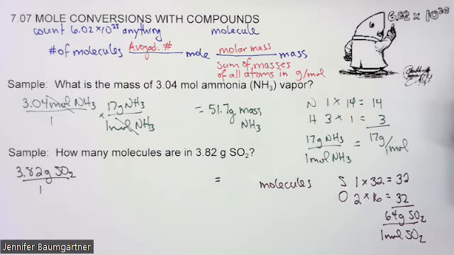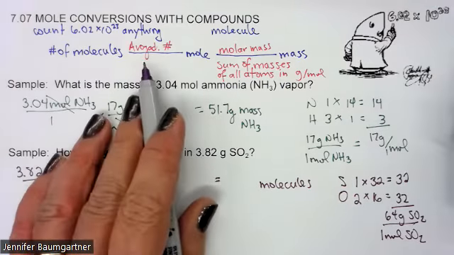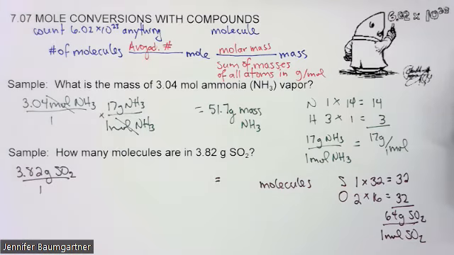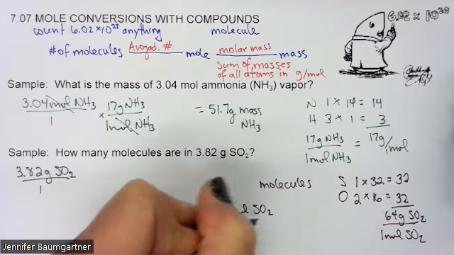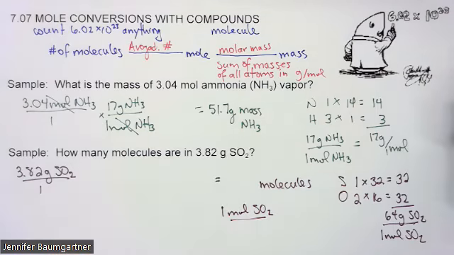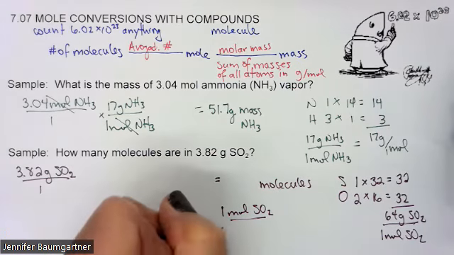Okay, the other conversion factor I'm going to need is Avogadro's number. Well, this really hasn't changed. We're going to say that there is in 1 mole of SO2, 6.02 times 10 to the 23rd molecules.